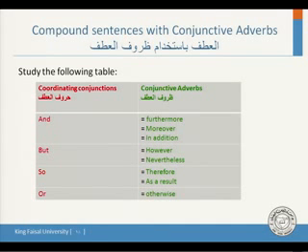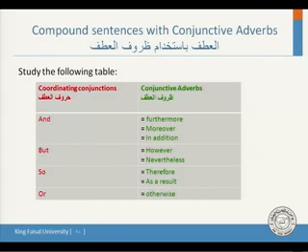Now let's talk about something else. We are still talking about compound sentences. And you know we have already studied 4 coordinating conjunctions: and, but, so, and or. Now we have other words that give the same meaning.